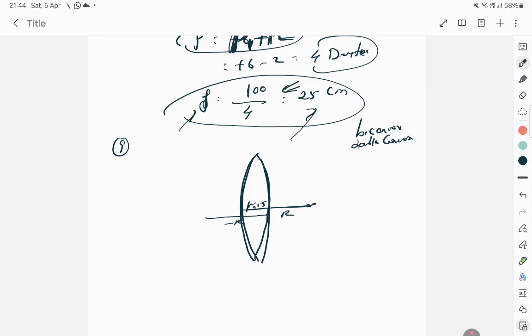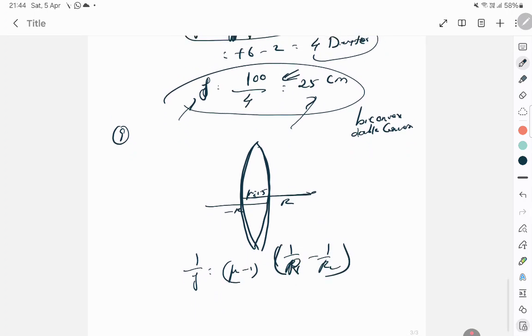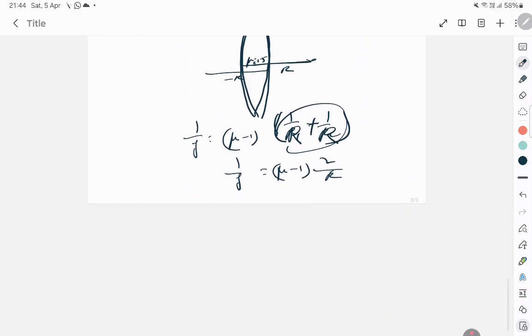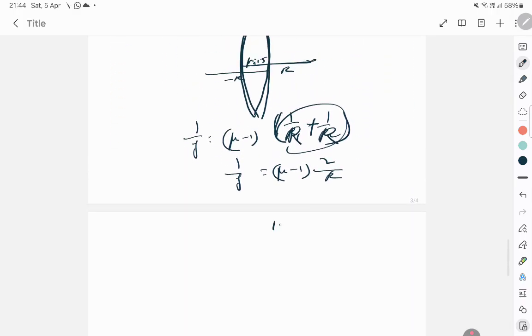Definitely they're talking about lens makers, because in that only you'll have 1 by f is equal to mu minus 1 into 1 by r1 minus 1 by r2, wherein you know that one radius is positive, other radius is negative, so plus r, it will become 2 by r. So 1 by f is equal to mu minus 1 into 2 by r. The refractive index of this is given to be 1.5. So 1.5 minus 1 of the glass with respect to air, 2 by r is equal to 1 by f.